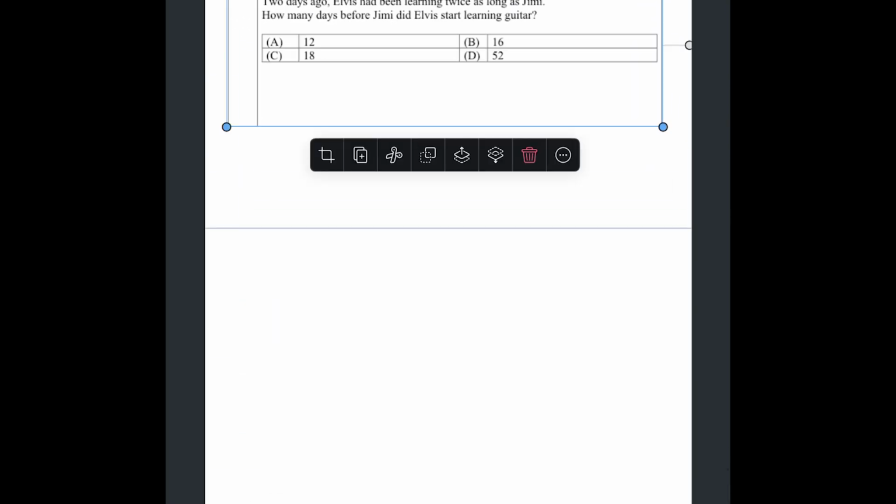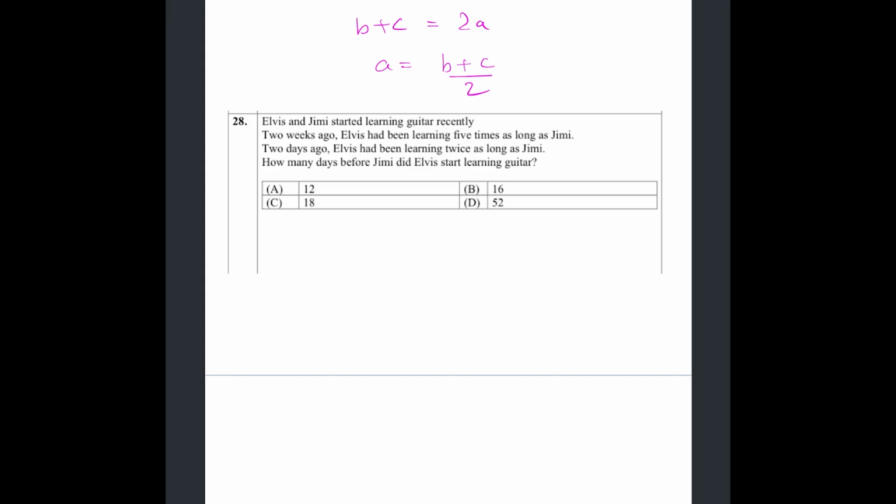So let's look at the 28th question. Elvis and Jimmy started learning the guitar recently. 2 weeks ago, Elvis had been learning 5 times as long as Jimmy. Let's say Elvis has been learning for X days and Jimmy has been learning for Y days. So 2 weeks ago, that is X minus 14 equals 5 times (Y minus 14). And similarly, X minus 2 equals 2 times (Y minus 2).